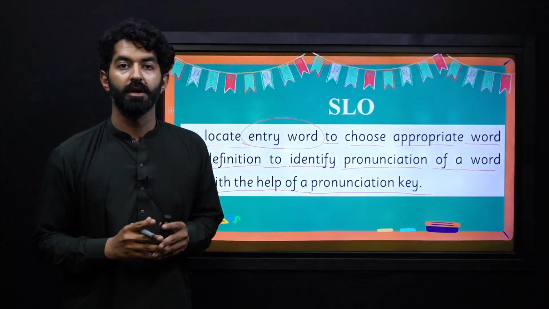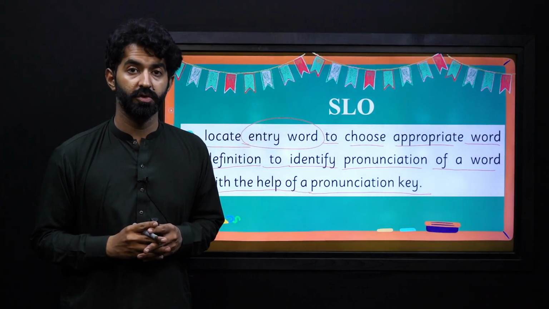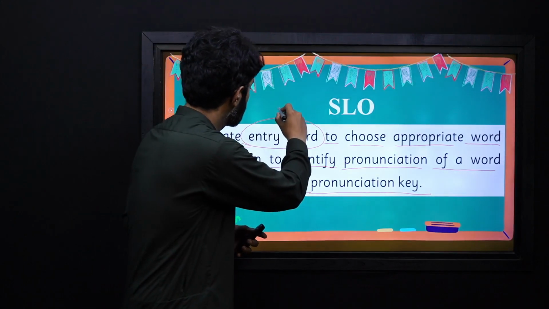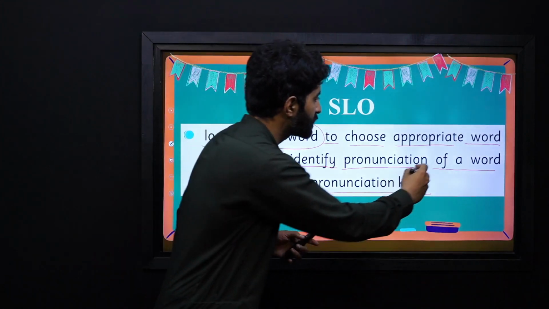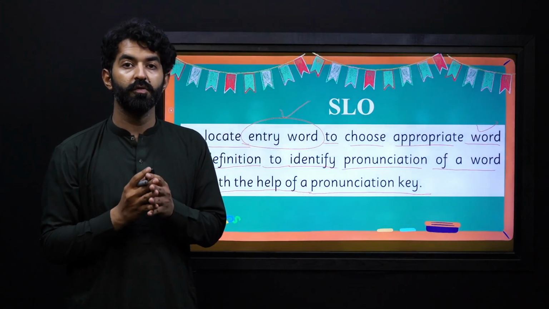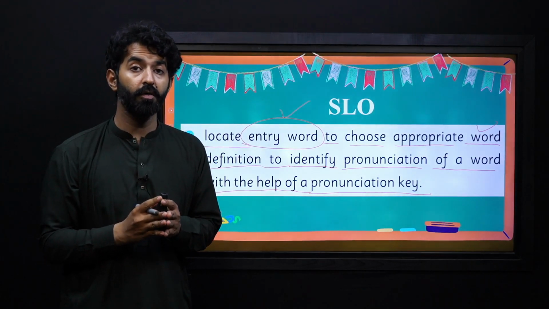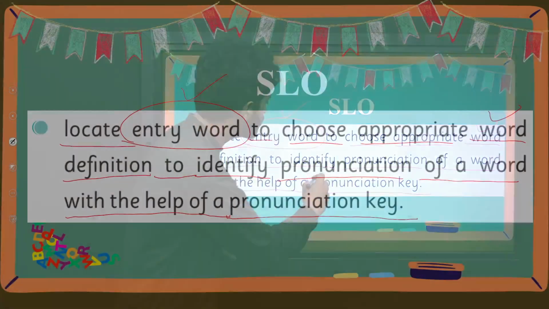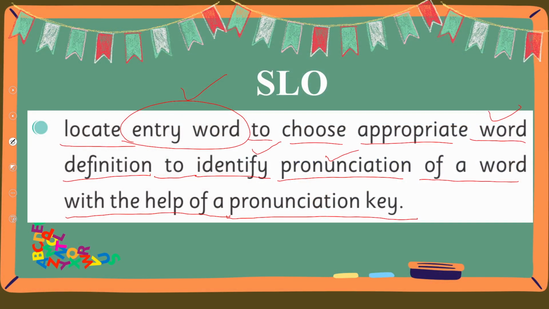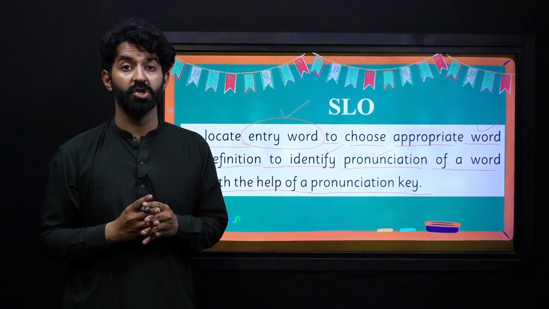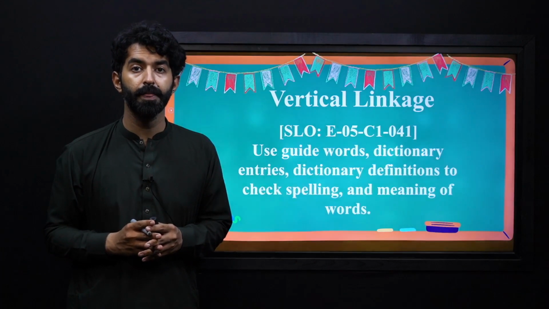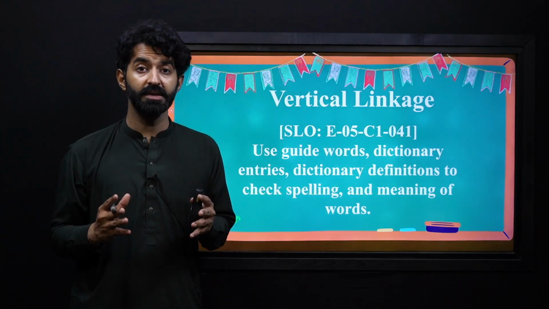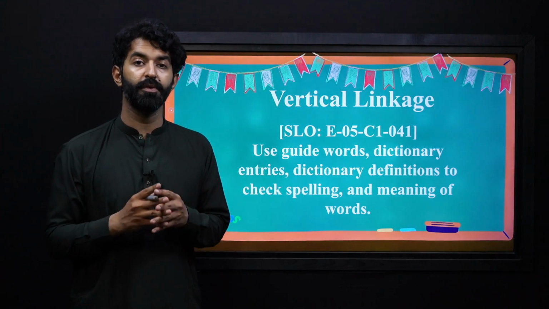My dear learners, we are going to learn about entry words in a dictionary, and also we will try to locate them, and we know that there are different definitions available if you look at a dictionary. So we will be understanding how we can choose the appropriate definition, and also we will identify the pronunciation of our entry word, or the word we are looking for, with a pronunciation key that is mentioned in the page of the dictionary. So this is our student learning outcome for today. We have broken it down quite well. This is a vertical linkage of our SLO with the previous grade.